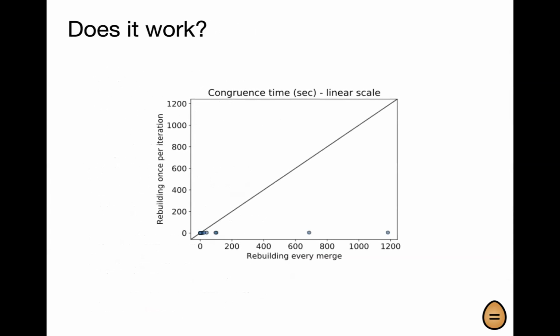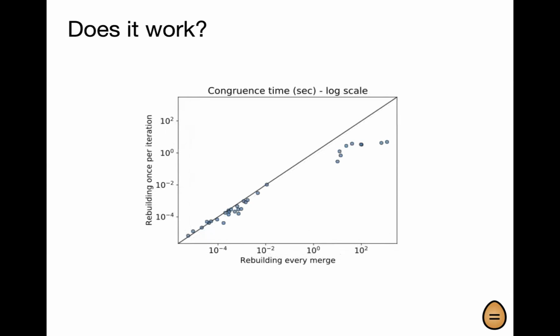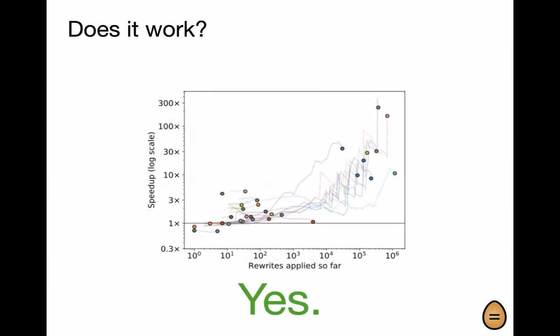So here's a graph comparing using rebuilding once per iteration and once for every merge. And lower is better. So you can see that we basically have a flat line. So compared to doing it after every rewrite, it's almost constant. Now this is a little misleading because the scale is linear, but even when you put it on log scale, we see that there's significant speed up. There's also evidence that it's a super linear speed up. So the more rewrites you have, the further you get into equality saturation, the bigger the win from phases and rebuilding.